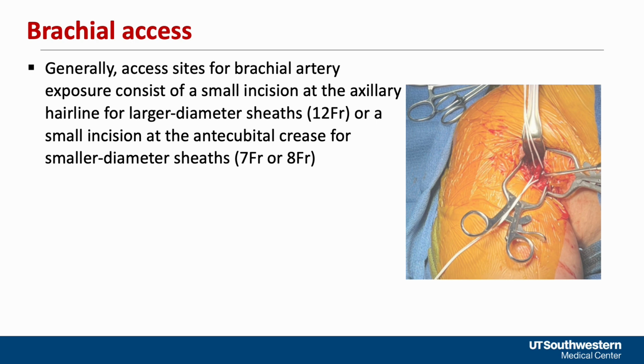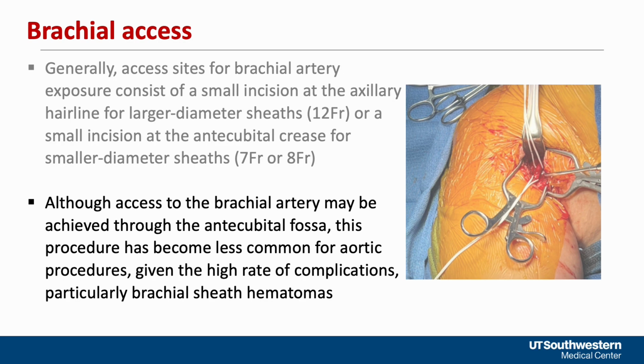Brachial access exposure consists of a small incision in the axillary hairline for larger diameter sheaths, and a small incision in the antecubital crease for smaller diameter sheaths. Although brachial access may be achieved at the antecubital fossa, this has become less common given the high rate of complications.